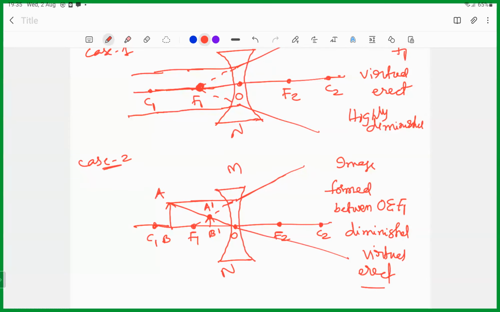So we'll finish this chapter in the next class. We have the lens formula, some problems, and power of the lens and all. So we'll finish that in the next class. So these ray diagrams are clear, right?